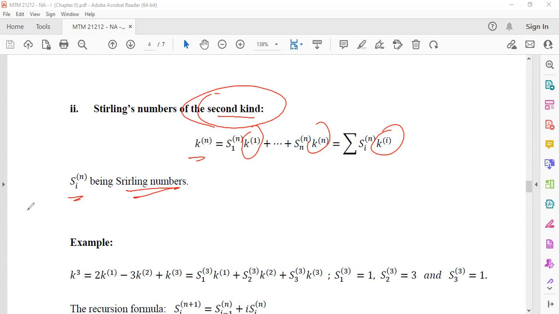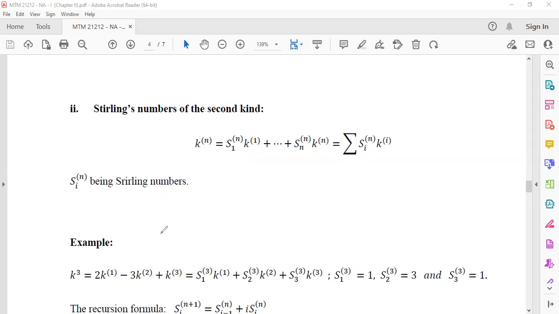Just write down the notes if you want. I will send them anyway. Okay. So let's do the example.